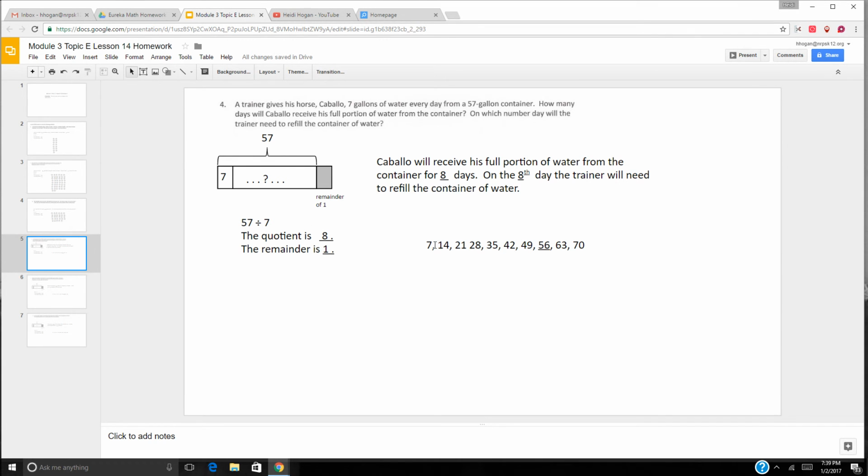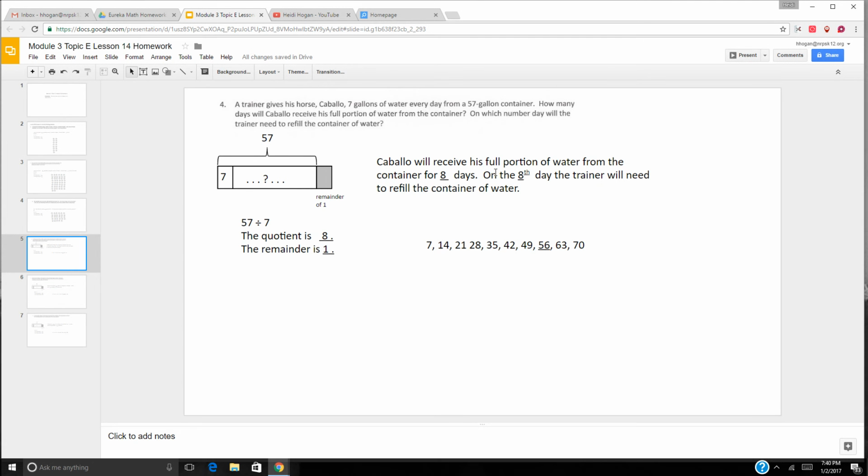And what we can do is count by 7s, do our multiples of 7, and see how close we can get to 57 without going over. And if we count by 7s, we get to 56. That's pretty close. So that's 1, 2, 3, 4, 5, 6, 7, 8. So the quotient is 8, and 56, 1 more makes 57. So Caballo will receive his full portion of water from the container for 8 days.